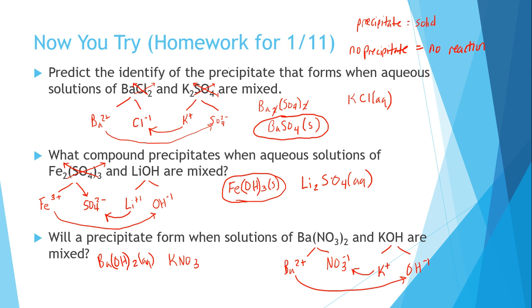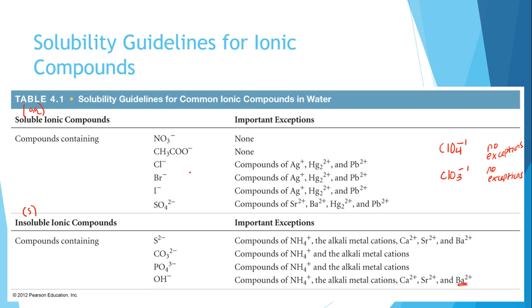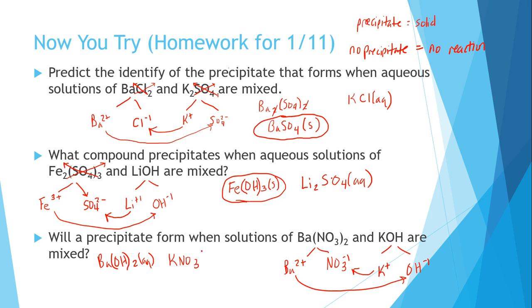Over here I have nitrate and potassium. So here's my nitrate. There's no exceptions, so that one stays in this category of AQ. So will a precipitate form? Well, we're looking for that solid, so no, because I didn't get a solid, so no precipitate.